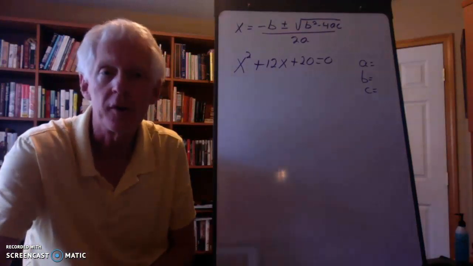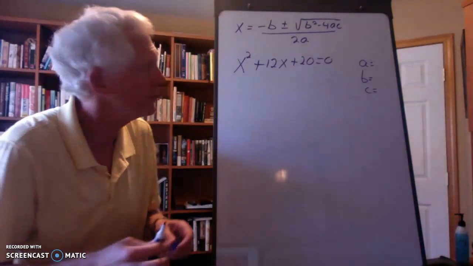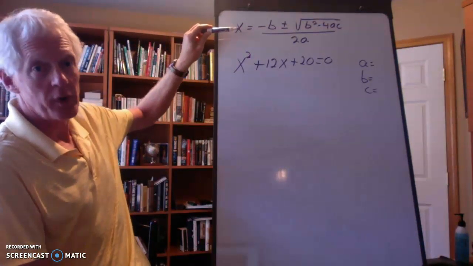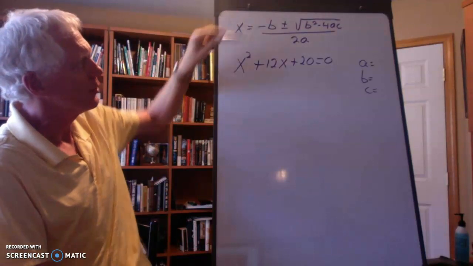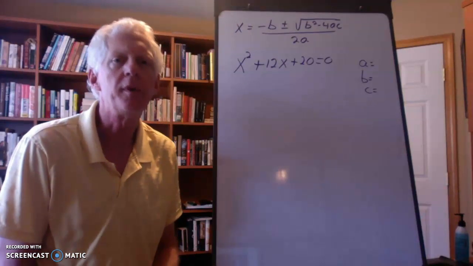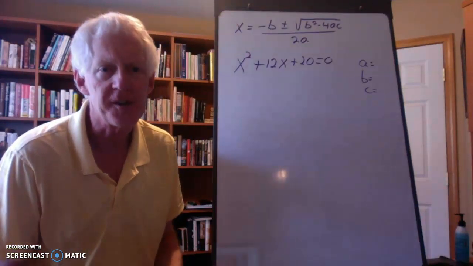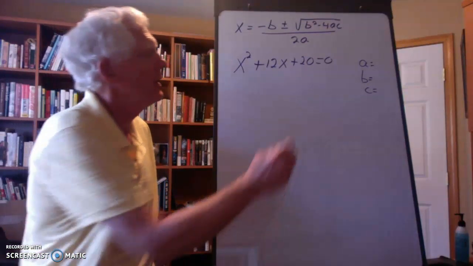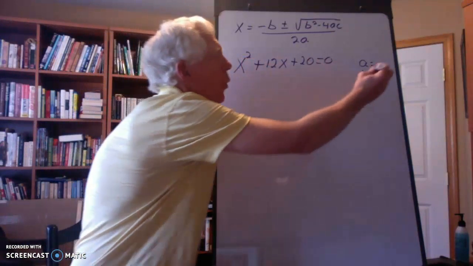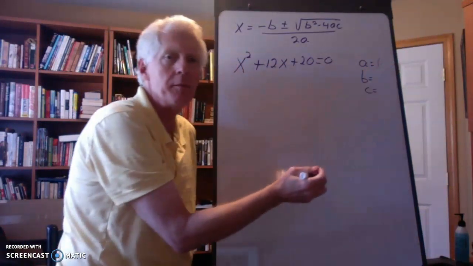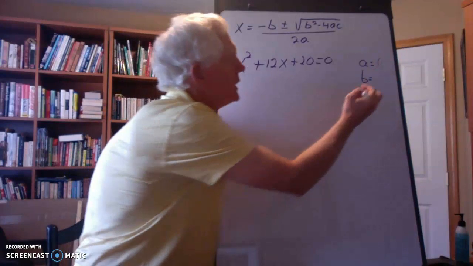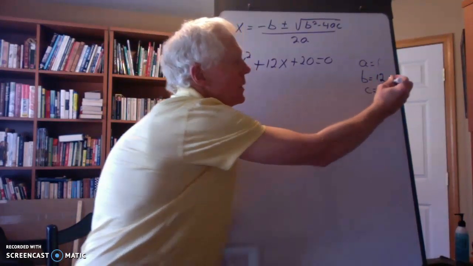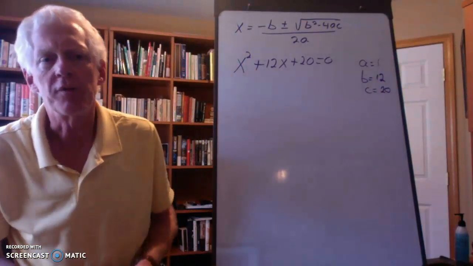So we're going to use the quadratic formula. This is what we'll do. The x value we're looking for is going to equal negative b plus or minus the square root of b squared minus 4ac, all over 2a. Now, identify them. The a value is 1. The b value is 12. And the c value is 20. A is 1, B is 12, C is 20.